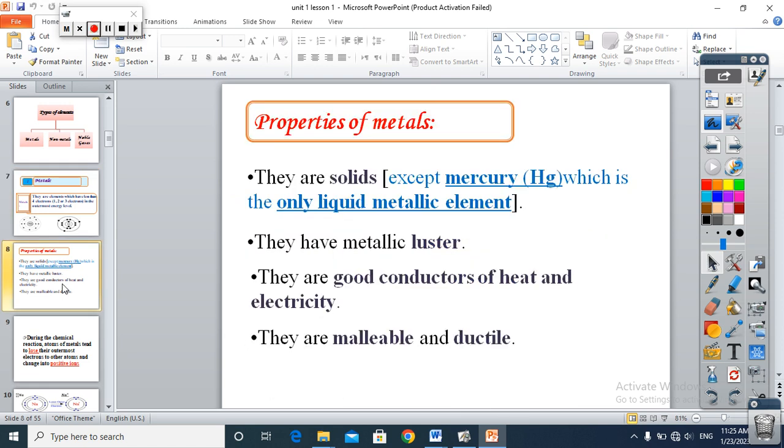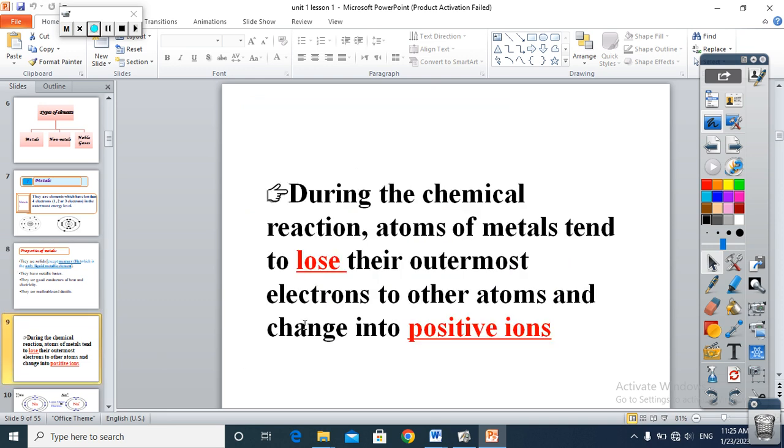Properties of metals. Metals are solids except mercury, which is the only liquid metallic element. They have metallic luster, they are good conductors of heat and electricity, and they are malleable and ductile. During the chemical reaction, atoms of metals tend to lose their outermost electrons to other atoms and change into positive ions.